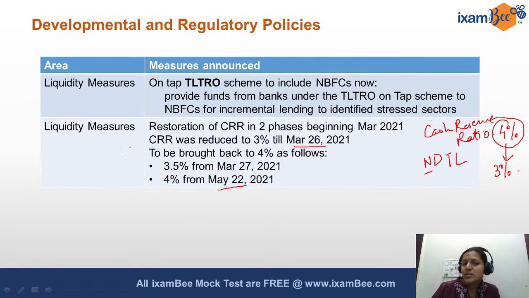So you can say this is one of the relaxations that were given, and RBI is taking care of what all relaxations were given, how many of them need extension, and which ones need to be brought back to their original level. CRR is one of them which is going to be brought back to its original level over the next 4 months, beginning March and then May.